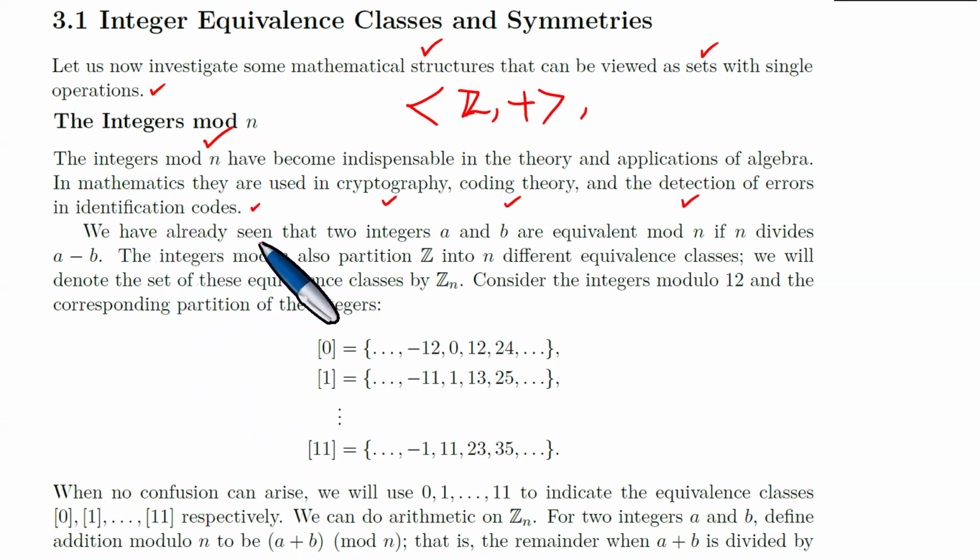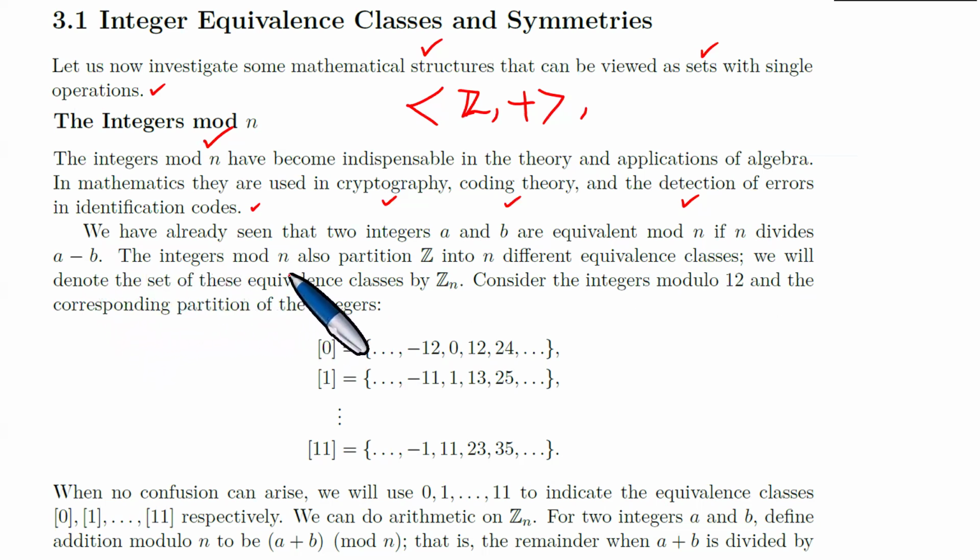We have already seen that two integers, a and b, are equivalent, mod n, if n divides the difference. So the question becomes, when do we say two integers, a and b, are equivalent modulo n? Two integers, a and b, are actually equivalent modulo n if n divides the difference, n divides a minus b.